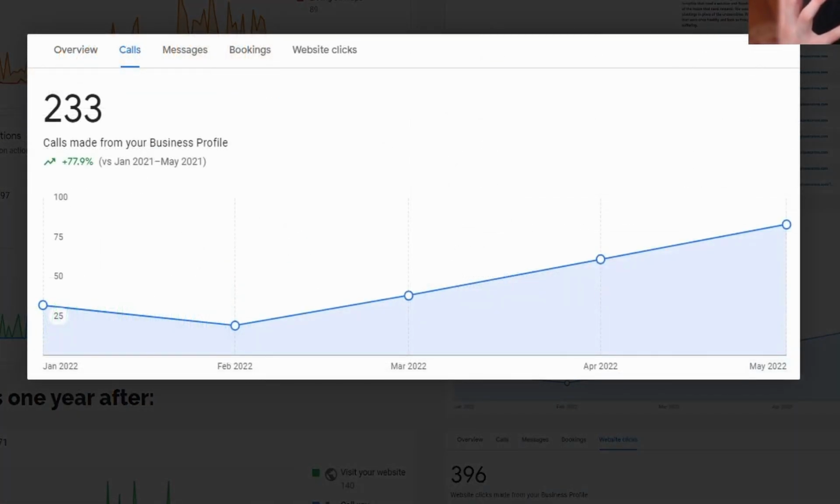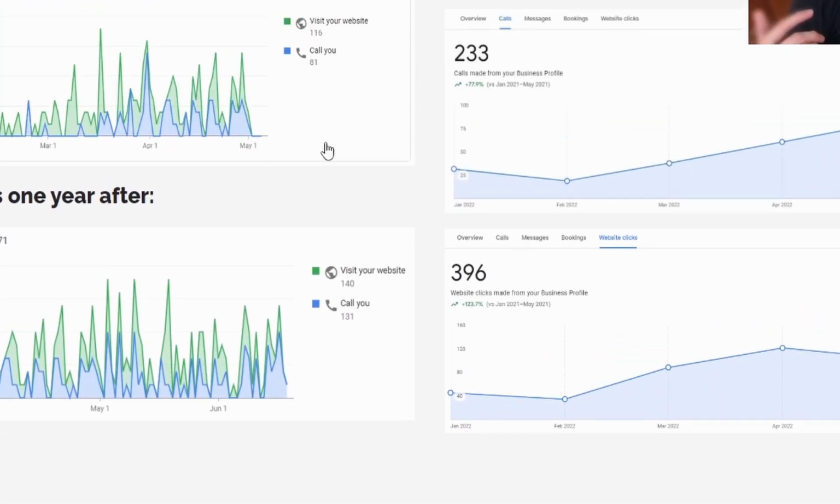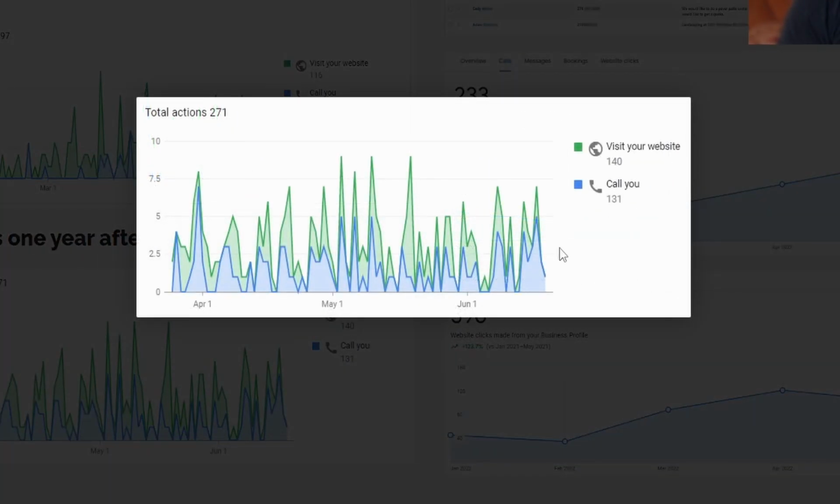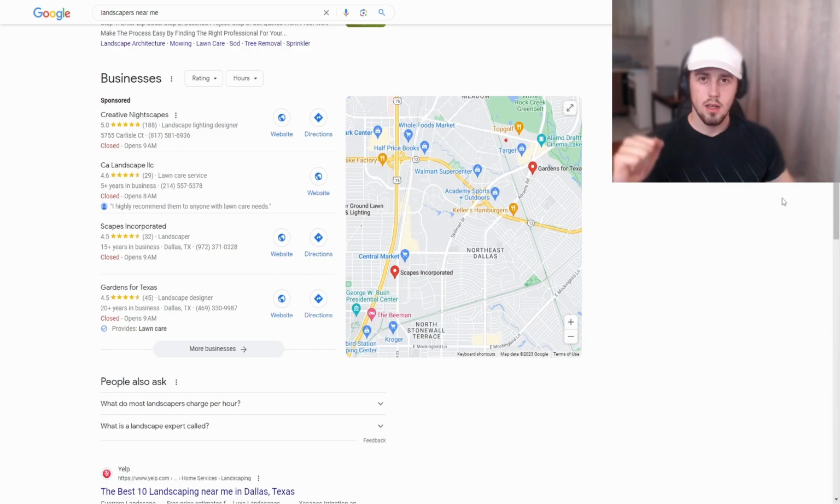Here's another graph showing the amount of calls that he was getting. And here's after 1 year, so everything pretty much doubled. He was even showing up in a wider search area, so even more people were able to see his business. He was getting a ton of calls through his Google My Business listing. So this is the strategy that I used for a lot of different businesses.